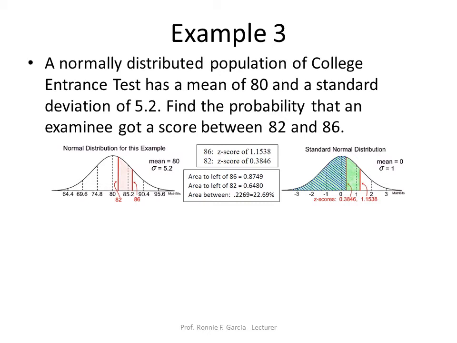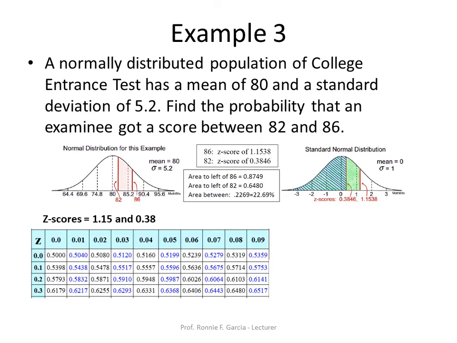So we need to locate the region that is colored green. So what is colored green? We need to get again our table, and to get the area of that particular region, we need to get first the area of 1.15. After that, we will get the area of 0.38. The difference between the two logically will represent the area between the two. So here it is. For 0.38, the area is 0.6480, while the area for 1.15 is 0.8749.